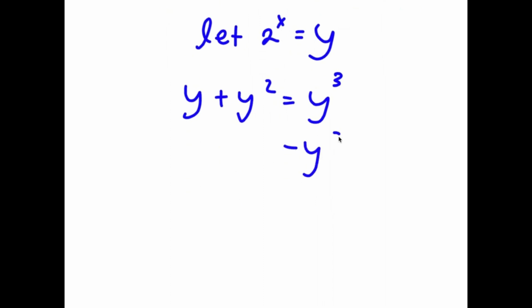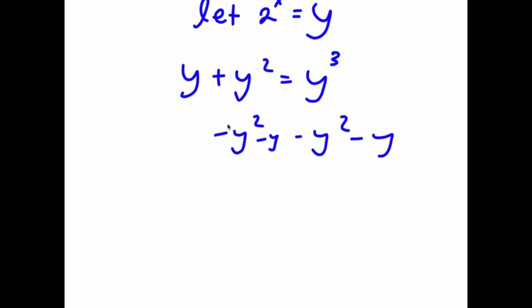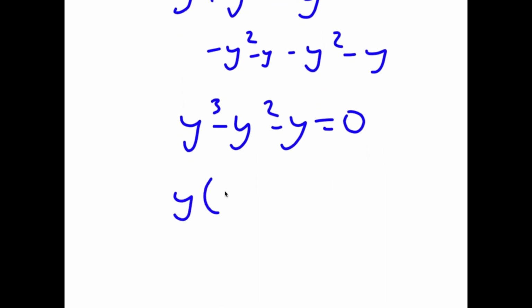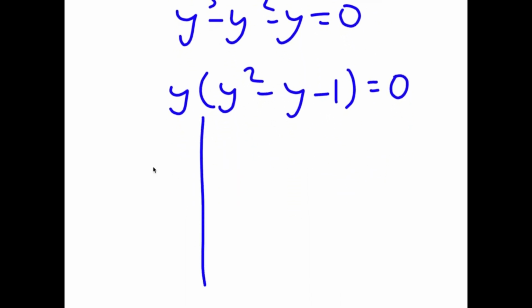Now if I subtract y to the power of 3 on both sides, instead I'm going to subtract y squared and negative y on both sides. So now I have y to the power of 3 minus y squared minus y is equal to 0. And now if I factor out y, I get y times y squared minus y minus 1 is equal to 0. So this gives me two equations.